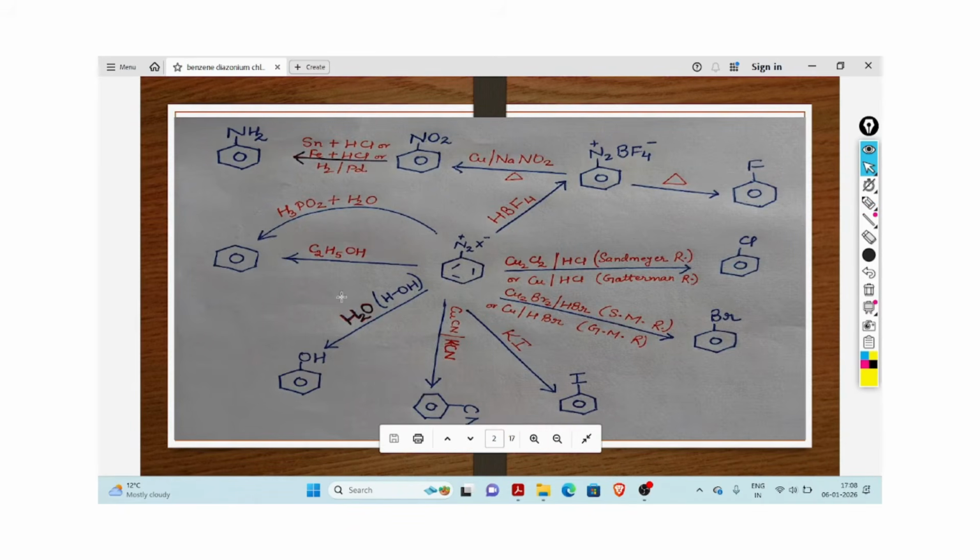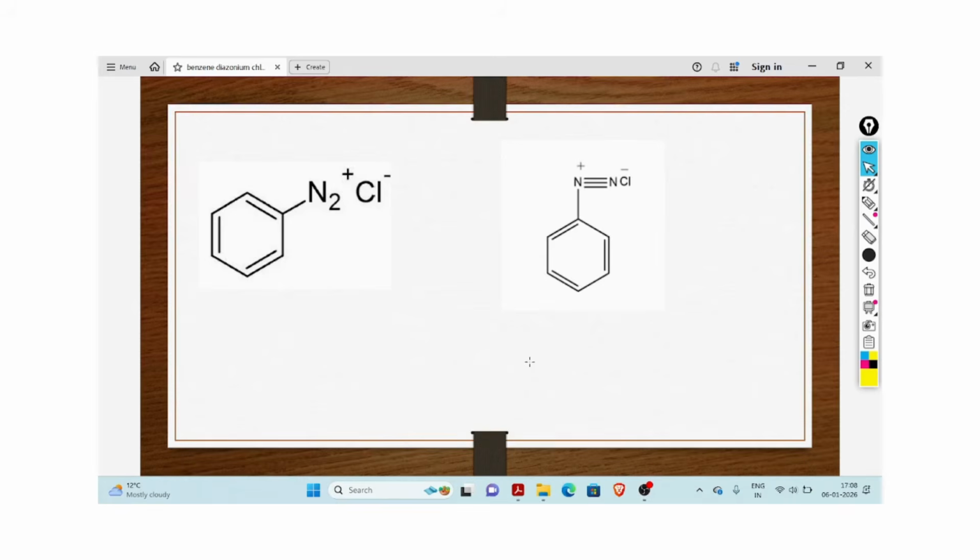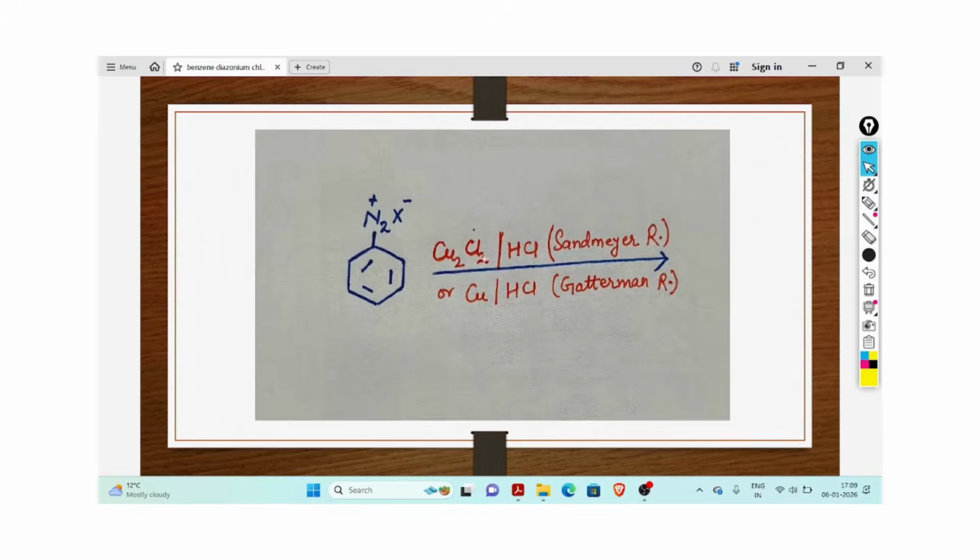See, there are so many reactions of benzene diazonium salt and I will tell you a very easy trick to learn the reactions of this salt. See, this is the structure of benzene diazonium salt. Benzene with N2 positive Cl negative, or it can be represented as benzene and positive charge triple bond and Cl negative, because this N is having four bonds, so it is showing positive charge, Cl is showing a negative charge. So this is the structure of benzene diazonium salt.